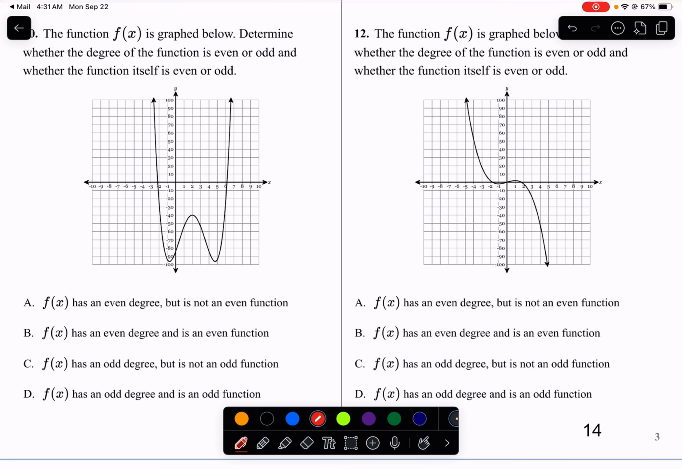All right, here for this one. This guy, we can see by the end behavior, the polynomial goes, both go in the positive direction there. So this is going to be an even degree. So then to see if it is an even function, we check to see, okay, is it symmetric about the y-axis? Which in this case, it is not. So we would say it's an even degree, but not an even function.